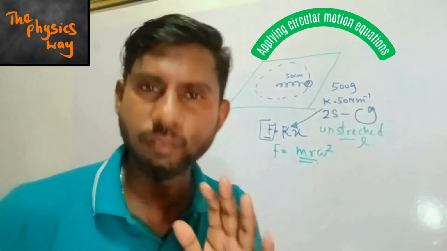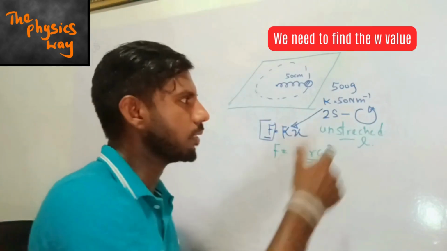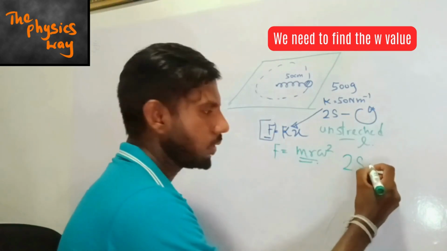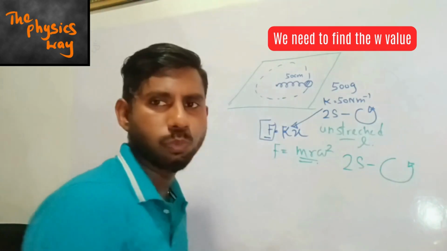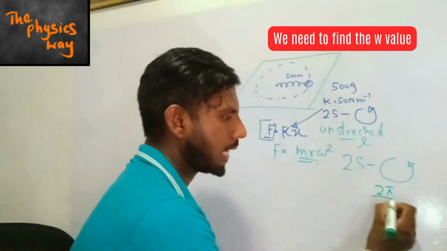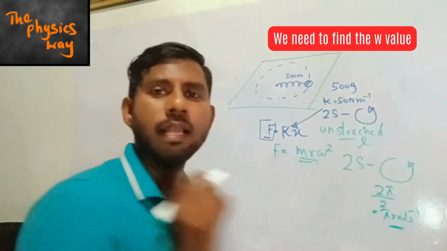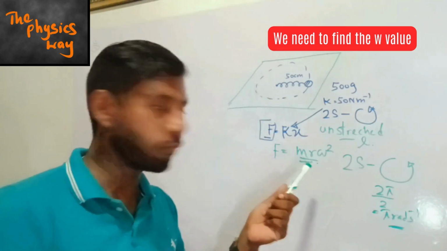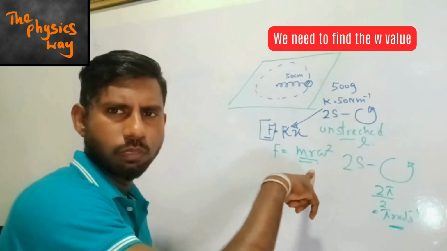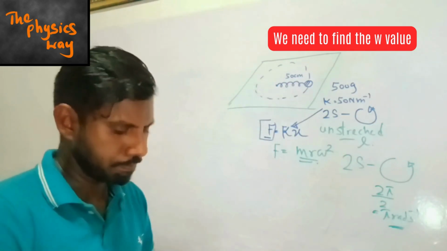Omega is not given, but we are given that in 2 seconds we get a complete cycle, right? So 2 seconds, 1 complete cycle. That means for 1 cycle, the angle is 2 pi, divided by 2 seconds, so pi radians per second, radius minus 1, that is the angular velocity. So we have the omega value, we have the m value, and of course we have the r value, right? So let's try to find the F value here.